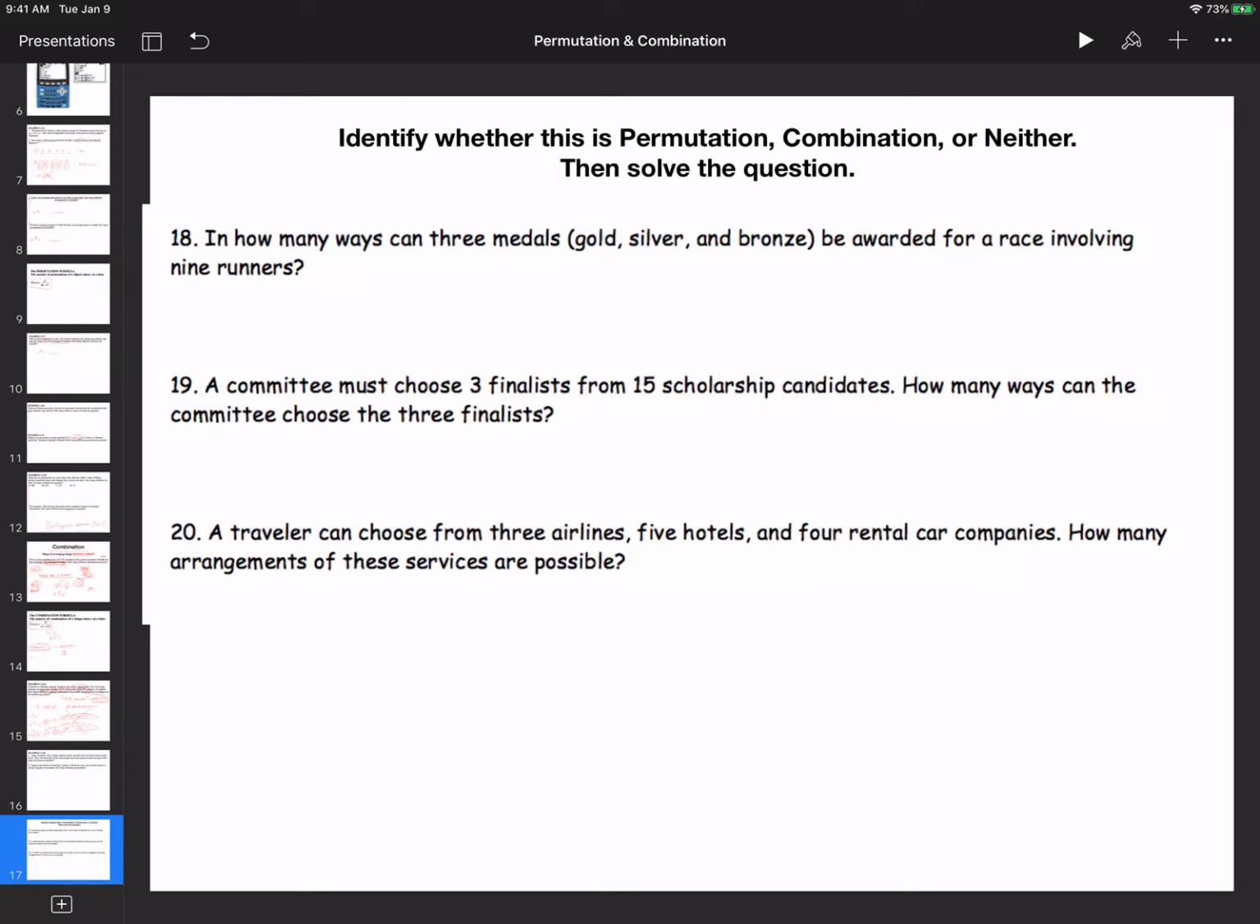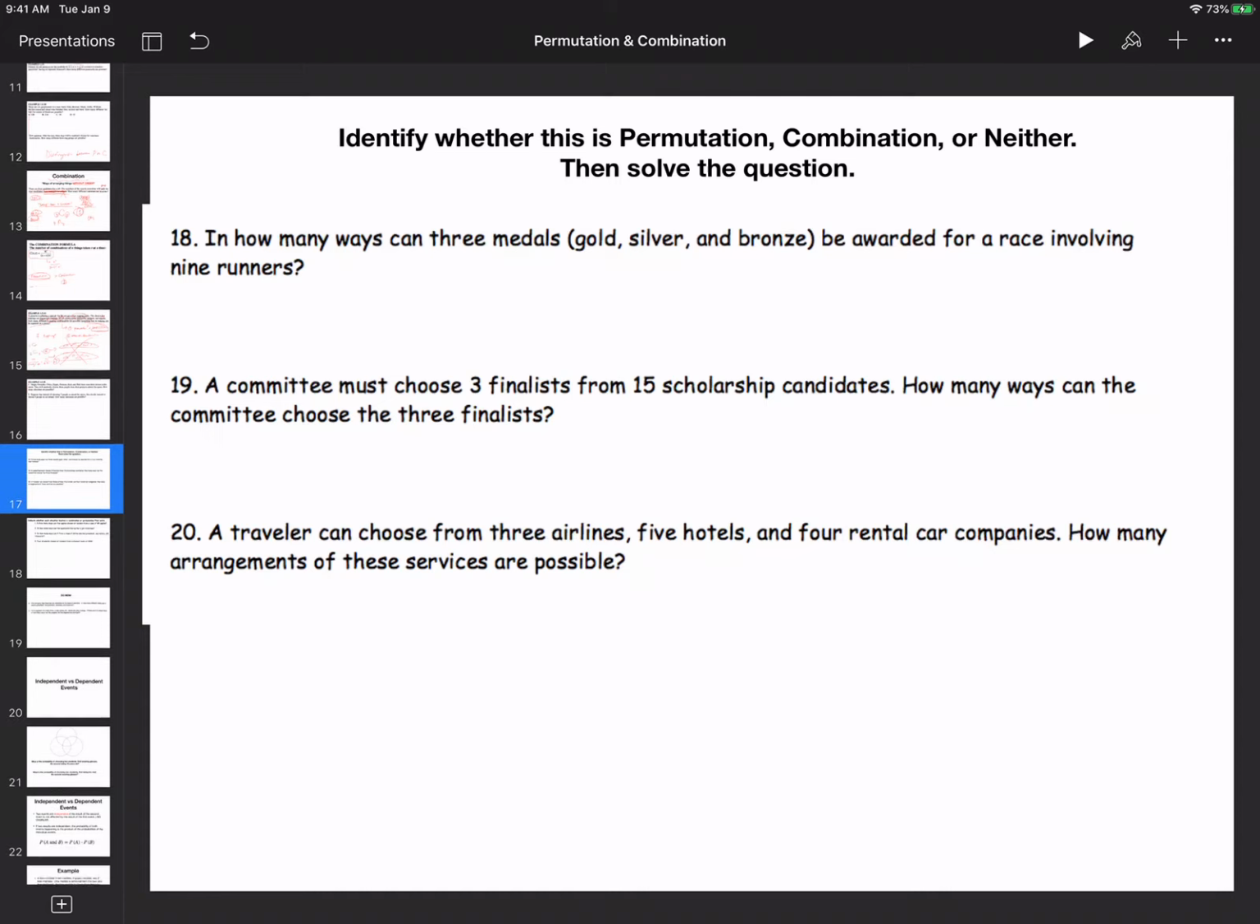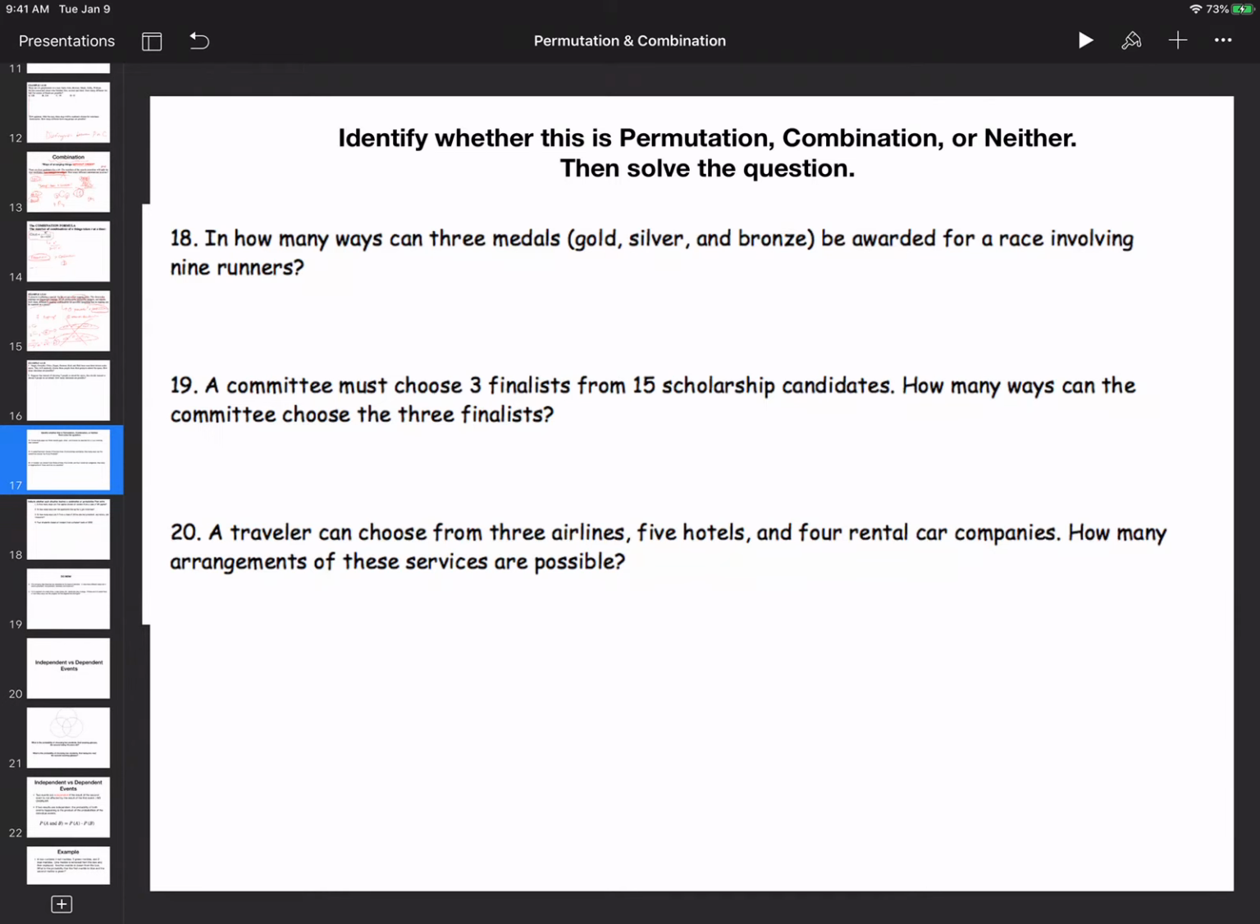Hello class, in this video we'll be talking about permutation and combination problems again, and you'll be determining which one is the right formula to use. So let's take a look at 18, 19, 20. These will be several review questions for the day.